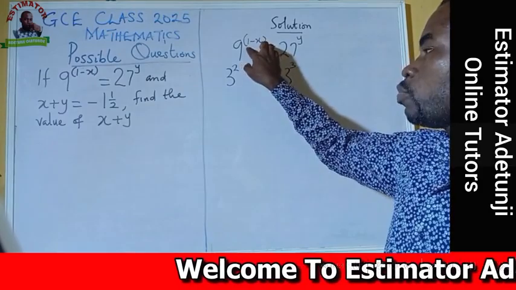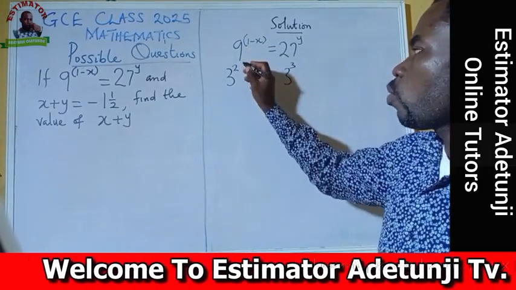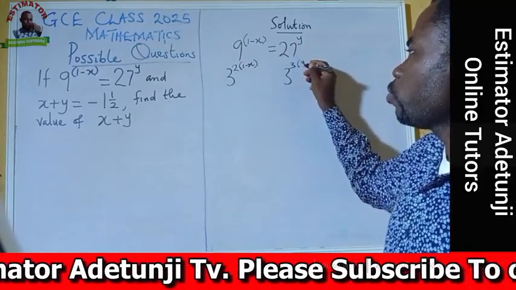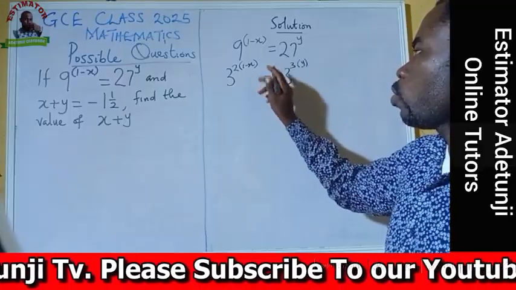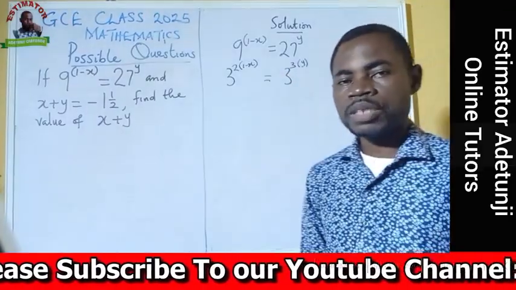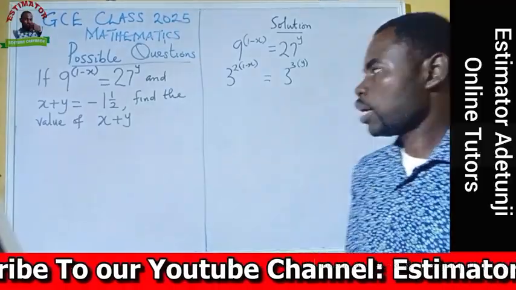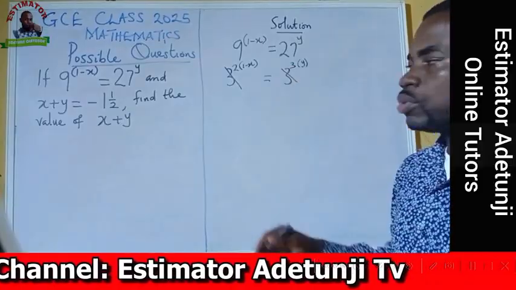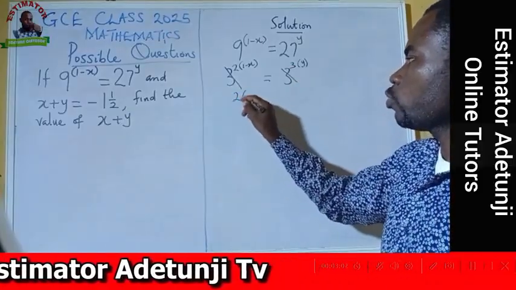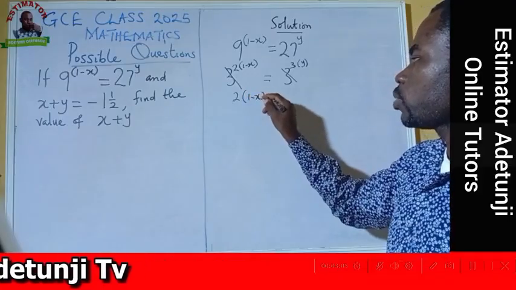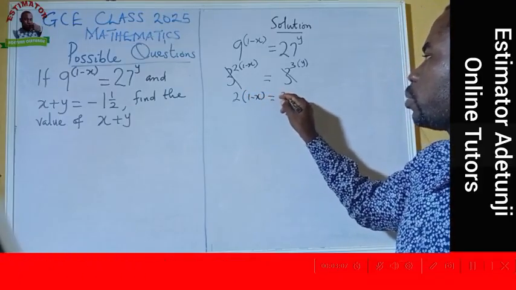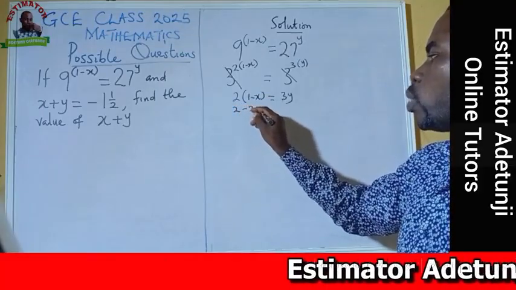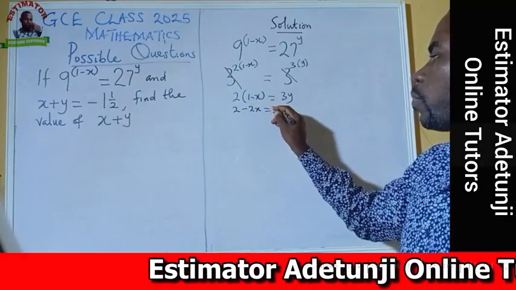The next thing will now be, we put the exponent, that is 1 minus x, and same here, we put our y, that equals to. We have transformed the equation to what we can solve. As we know, in indices where you have the same base, you cancel. From there, we have 2 into bracket 1 minus x equals 3y. When you open your bracket, you have 2 minus 2x equals 3y.